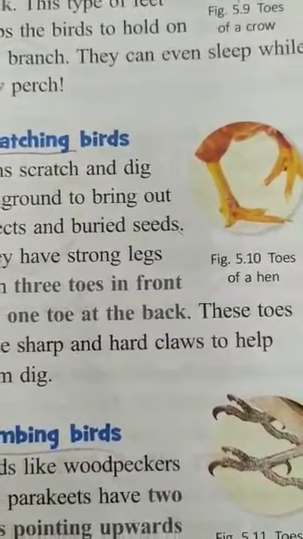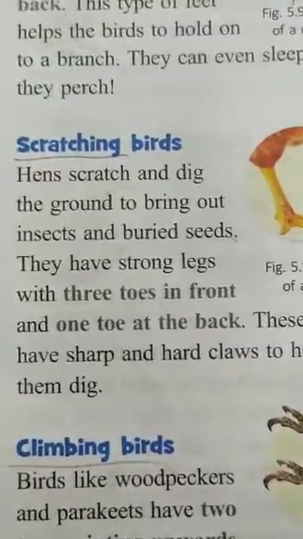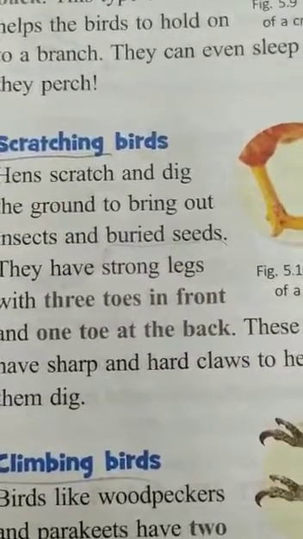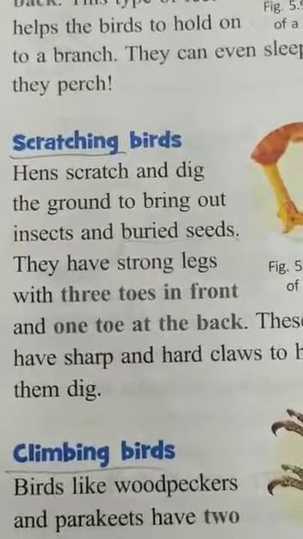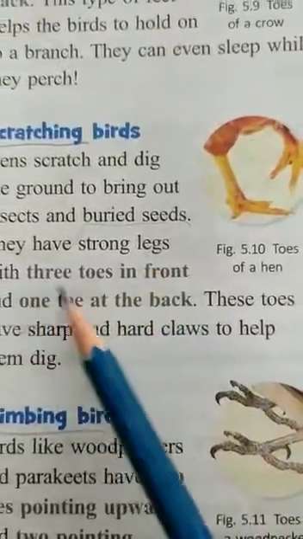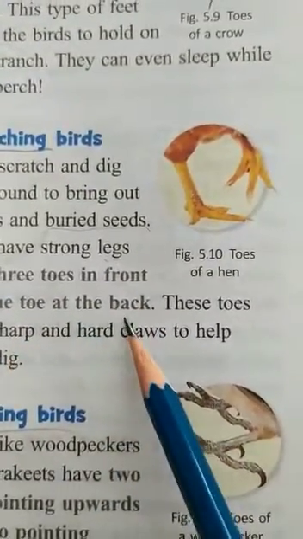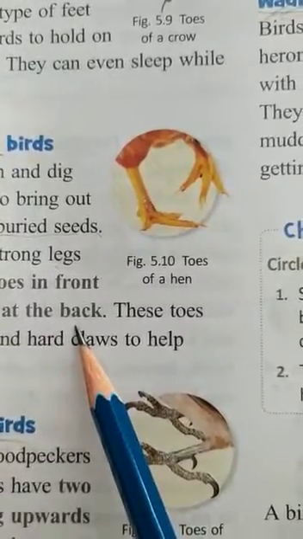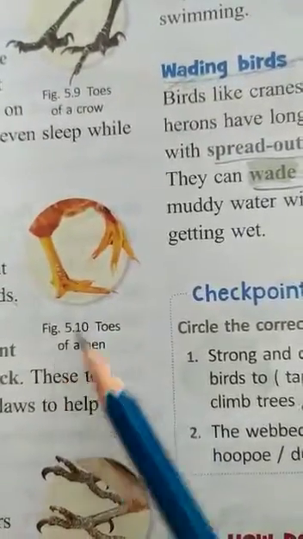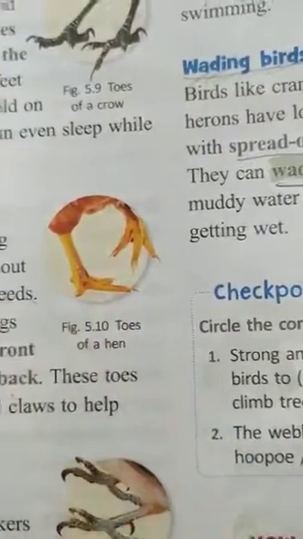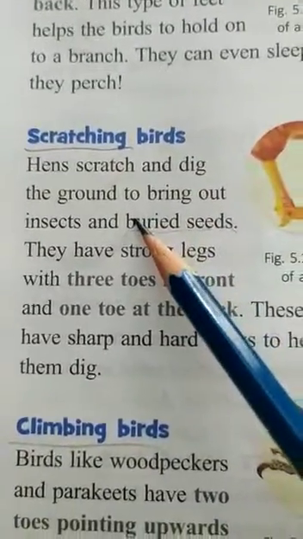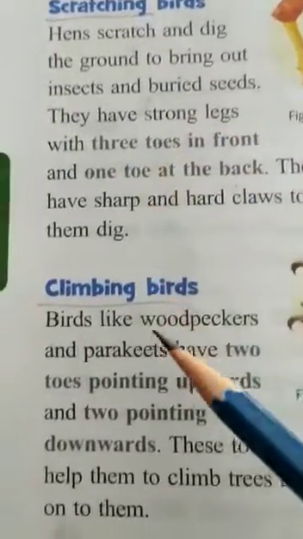So, why do they scratch? Obviously it is to search for grains or food, right? If there are any buried seeds, they scratch and they eat. If there are any small insects like worms or flies, okay, they can eat them out, okay. They have strong legs with 3 toes in front, 1 toe at the back. Okay, children, this is about the scratching birds. The example of scratching birds is hens.